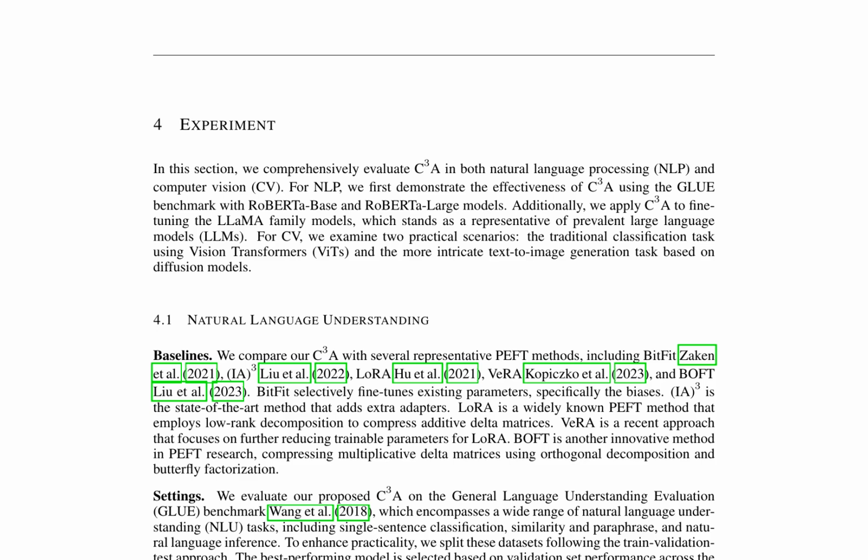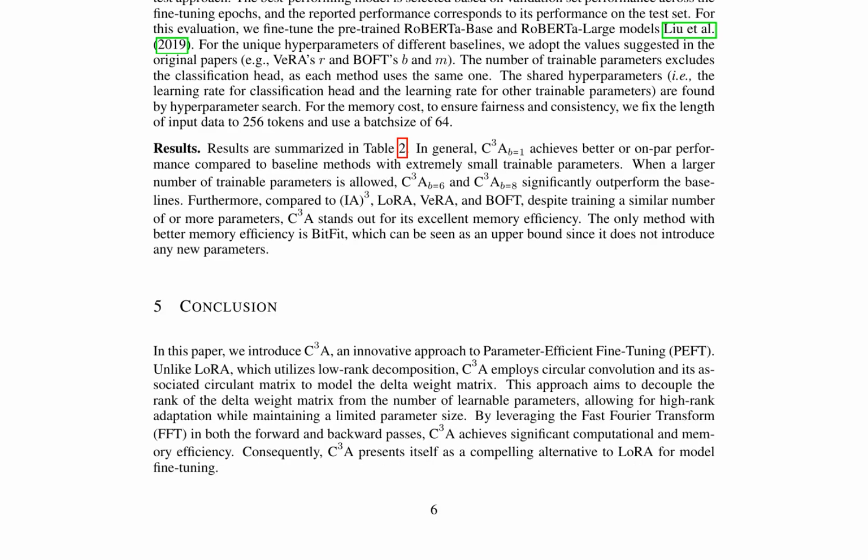Vera focuses on further reducing trainable parameters for LoRA, and BOFT compresses multiplicative delta matrices using orthogonal decomposition and butterfly factorization. The authors evaluate C3A on the GLUE benchmark, which encompasses various natural language understanding tasks. They split the datasets into train, validation, and test sets and select the best performing model based on validation set performance across fine-tuning epochs. The reported performance corresponds to the model's performance on the test set.